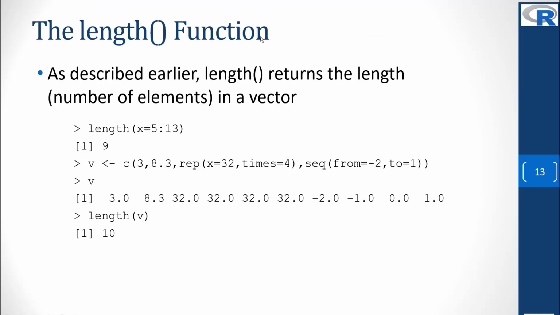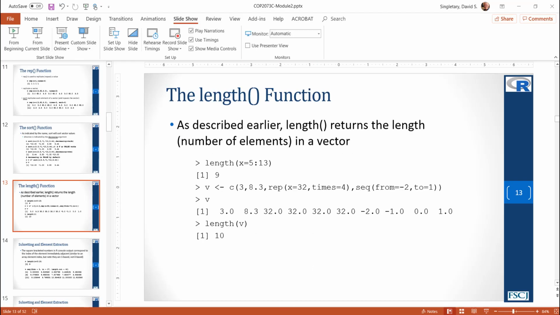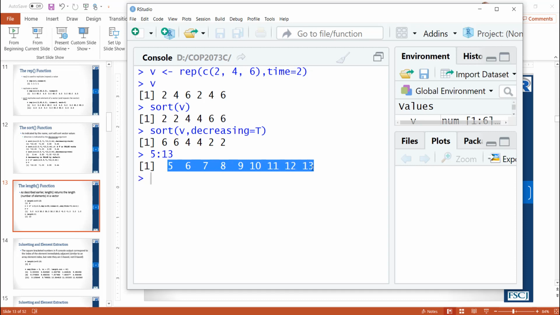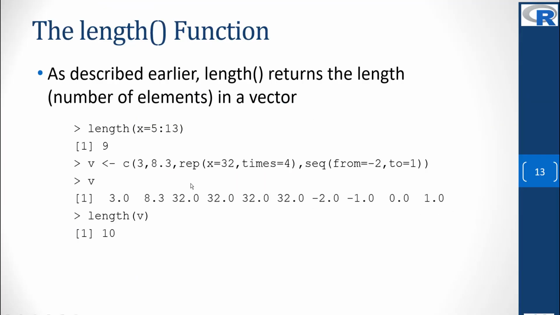And then finally, the length function. We discussed this earlier. This returns the length, the number of elements, in a vector. And so using the colon notation, 5 to 13, we're going to get the values between 5 and 13 inclusive, and that will give us 9. If we spell this out by explicitly typing it in, 5 through 13, you see 1, 2, 3, 4, 5, 6, 7, 8, 9 for the length there.